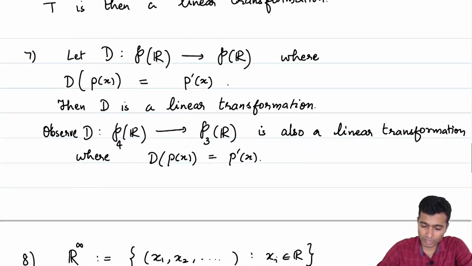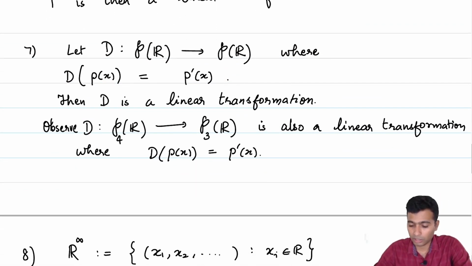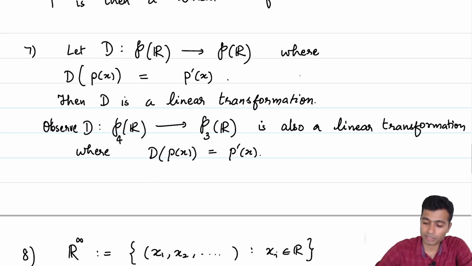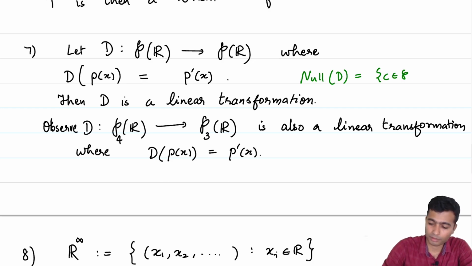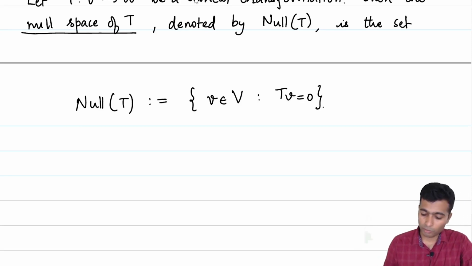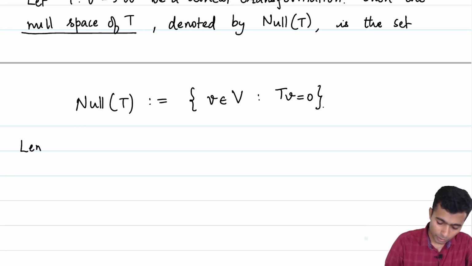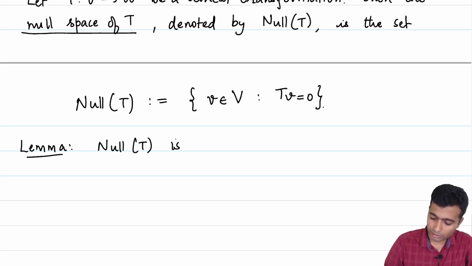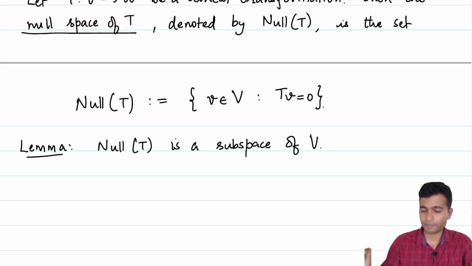In the case when we look at example 7, the null space: what are the polynomials which when differentiated give us the 0 vector, or the 0 polynomial, the constant? So the null space here is the set of all c in P of R, c in R, all those constant polynomials. Whatever the null space turns out to be, one thing we can certainly conclude is the following lemma. Null of T is a subspace, a vector subspace, of V.